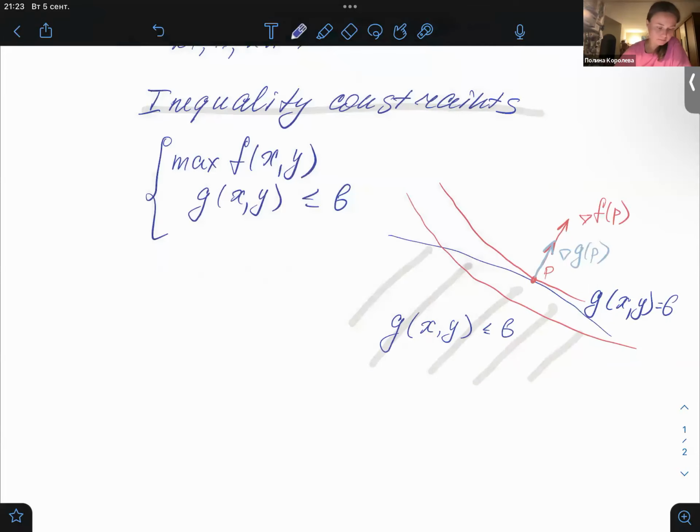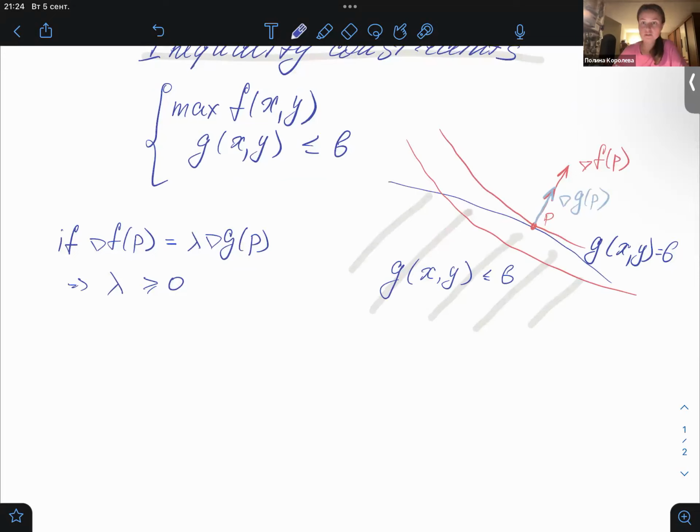So we can write down that the gradient of our function f at the point P equals lambda times the gradient of the function g at the point P. That means that the multiplier lambda must be non-negative. Let's write down that the multiplier should be non-negative. When we multiply the vector gradient of g by lambda, we get the vector gradient of f. So in this situation, our constraint is binding and we can still form the Lagrangian.